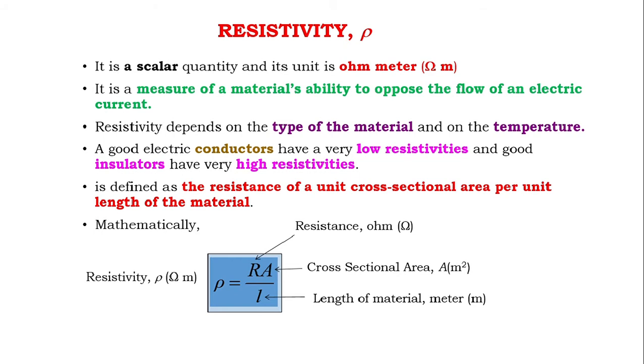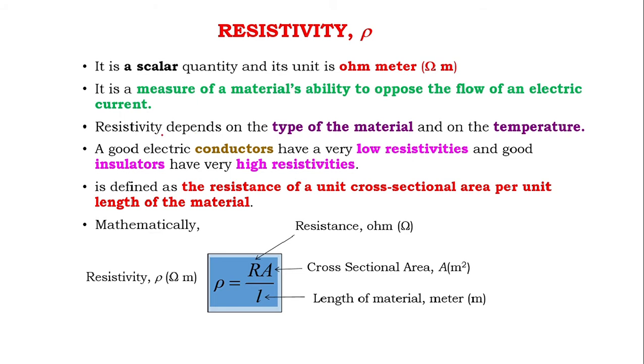Okay, resistivity. The symbol for resistivity is rho. It is a scalar quantity and its unit is ohm meter. Okay, resistance is in ohm, resistivity is in ohm meter. It measures the material's ability to oppose the flow of an electric current. It measures the ability of a material to resist electric current. So it depends on what type of material it is. Okay.